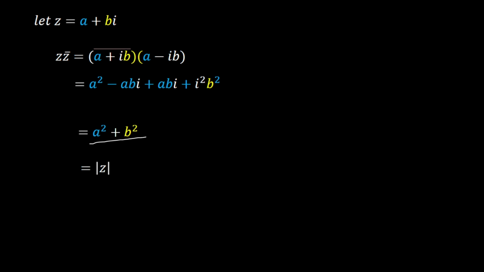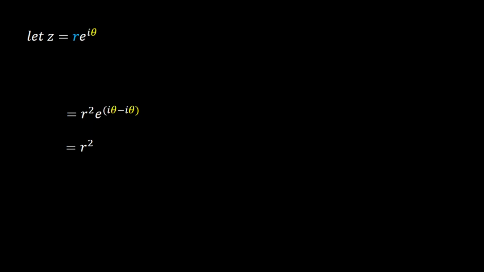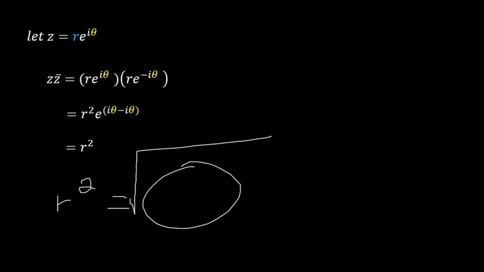equivalent to the magnitude of z, which is equal to the modulus squared. Let's say z is equal to r e to the i theta. Therefore z times z bar will be what? R e to the i theta times r e to the negative i theta. Therefore, that will be simplified down to r squared e to the i theta minus i theta, and that is equivalent to r squared. That's equivalent to the modulus squared. Okay, that's amazing.